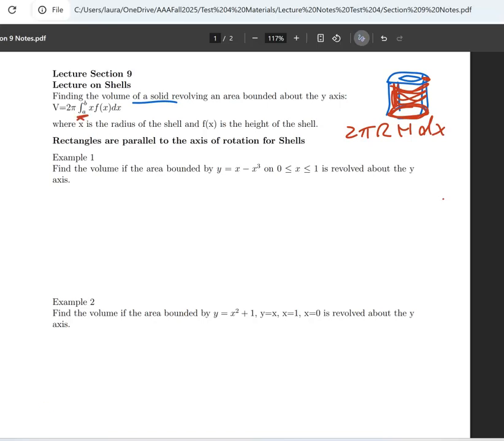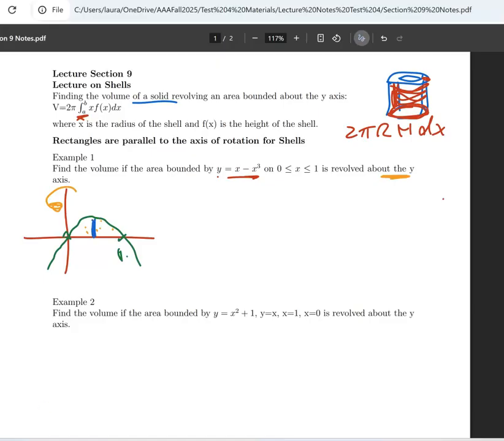So x is the radius of the shell, and f of x is the height. This is a graph I don't expect you to know, and I would never put this on a quiz or a test. But this graph crosses at 0 and 1, and I wanted to use this as an example of why we need shells. If I'm going to be revolving this area about the y-axis, there's no way that I could draw the rectangles perpendicular to the axis of rotation because they would touch the same function, top and bottom. That's not a possibility. So I'm going to have to draw the rectangles parallel to the axis of rotation.